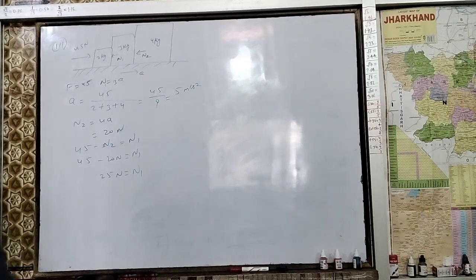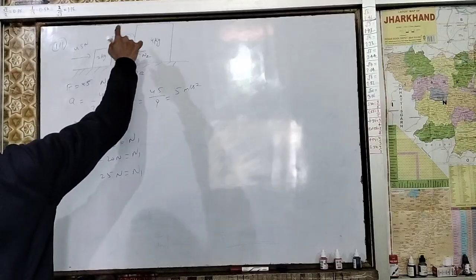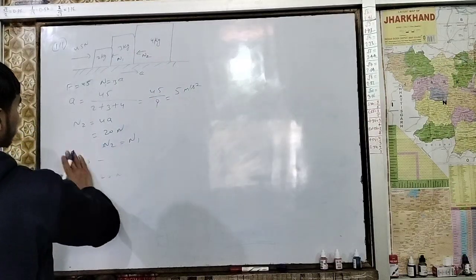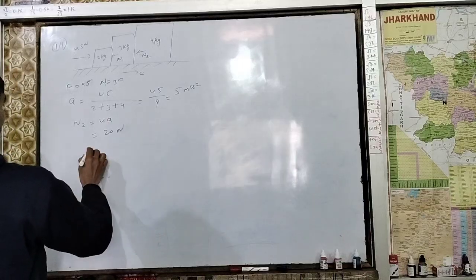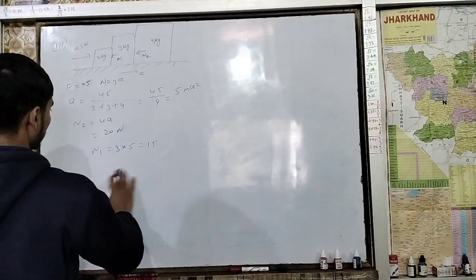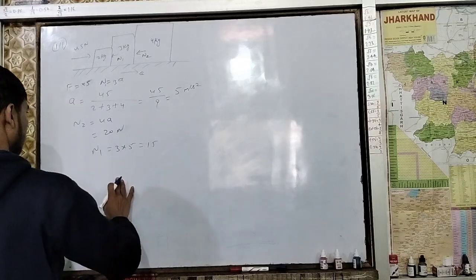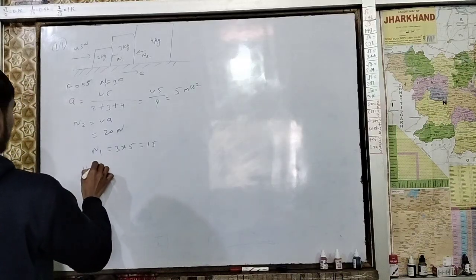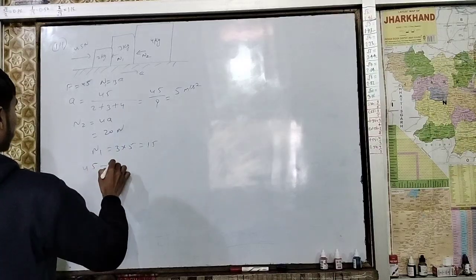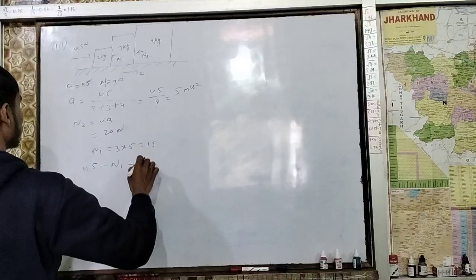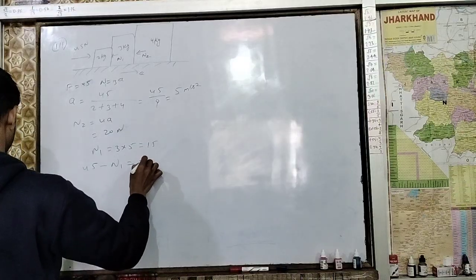N1 is 35. So over here 3 5s are 15. N1 is 3 5s are 15. So 45 minus N1 is equal to, in this direction, 4 multiple 5, 20.